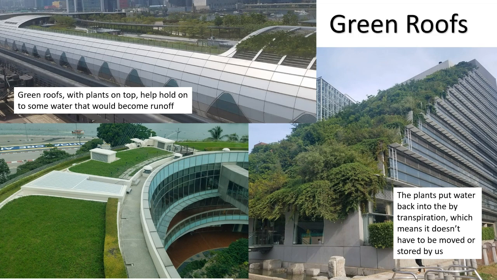Green roofs. We talked about these with temperatures. They also help with runoff because every drop of water that hits these roofs is going to be drunk up by the plants and put back in the air, which means less runoff that has to be managed.